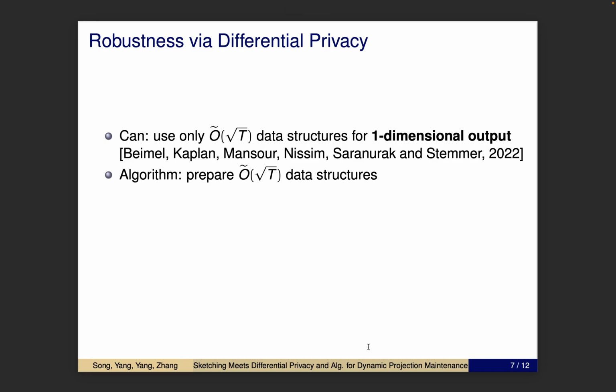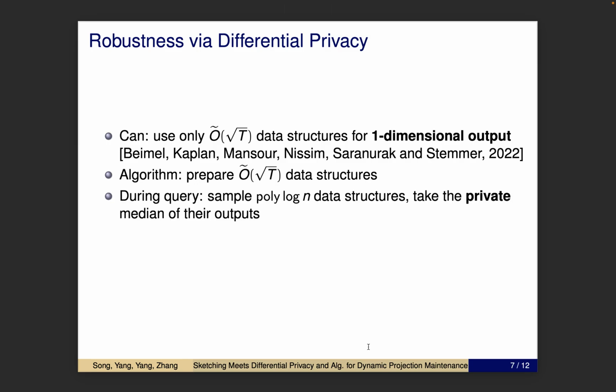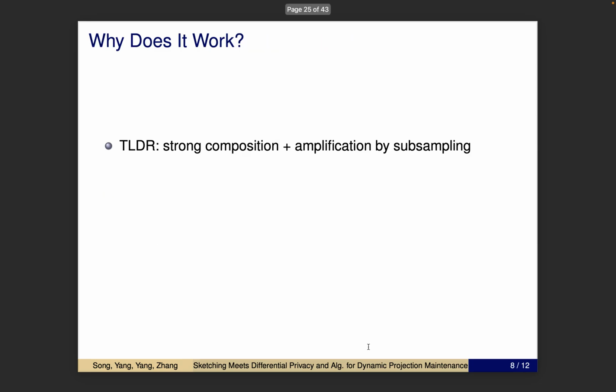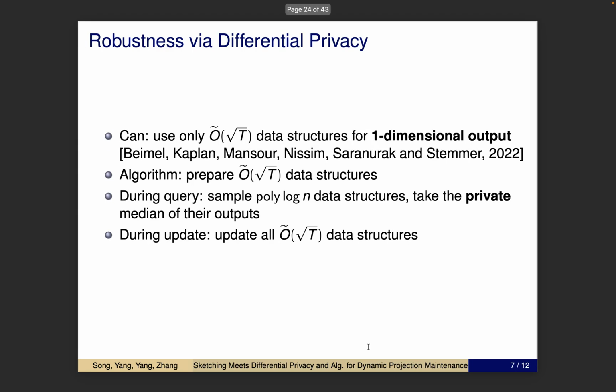The algorithm is pretty simple. What you do is you prepare square root t of the data structures. During the query phase, you sample polylog n of the data structures, and if you ignore this private part, you essentially run a Chernoff argument and take the median, and output the median. The twist here is you use a private median instead of the median. And during the update, you simply update all the square root t data structures. So this procedure seems very simple. It's essentially a Chernoff argument in conjunction with a private median.